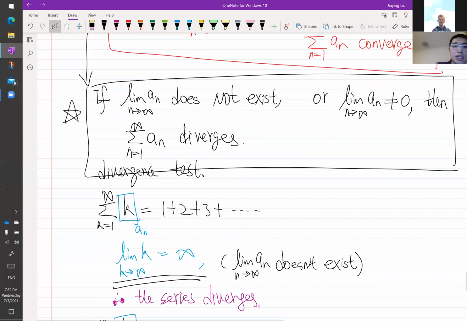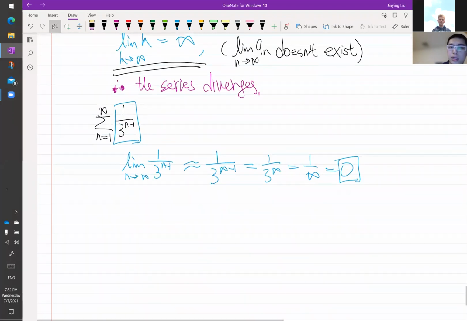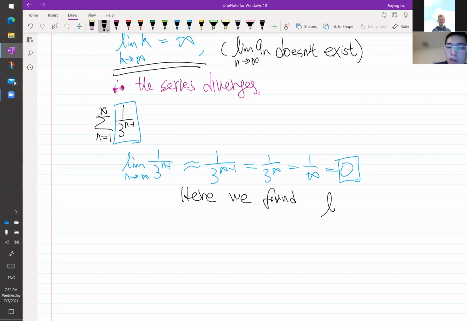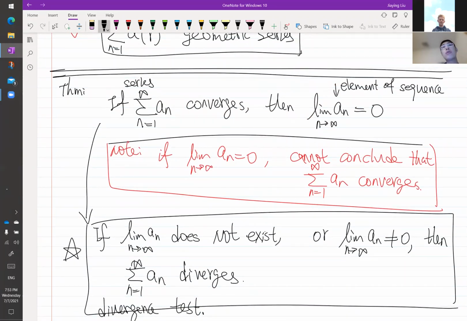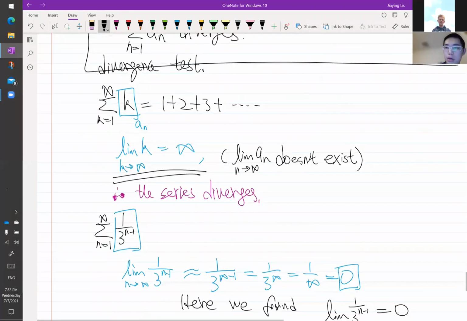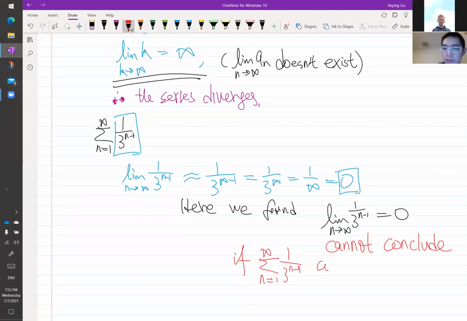This is not what the divergence test says. The divergence test says if the limit doesn't exist or the limit of a_n is not equal to 0, then it diverges. But here we found the limit of 1 over 3 to the n minus 1 as n goes to infinity equals 0. Remember the part I wrote in red? If we found out the limit equals 0, we cannot conclude if that series converges or not. Even though in the previous example we already found out that it's convergent, based on just this, we cannot conclude if the series converges or not.